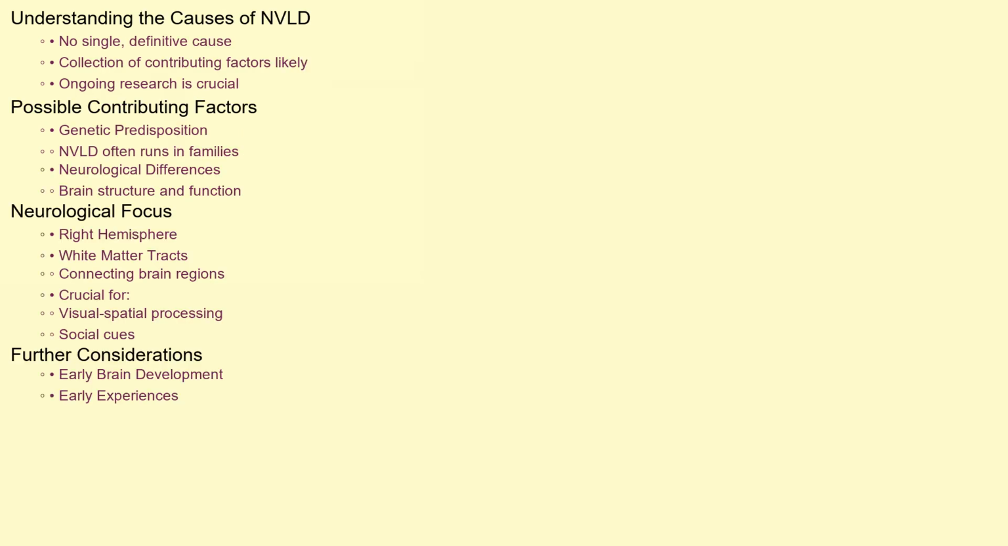The exact causes of NVLD remain a subject of ongoing research. There isn't a single, definitive answer, but rather a collection of factors that likely contribute. Genetic predisposition seems to play a role, as NVLD often runs in families. Neurological differences in brain structure and function, particularly in the right hemisphere and the white matter tracts connecting different brain regions, are also suspected. These areas are crucial for processing visual-spatial information, social cues, and adapting to novel situations. Early brain development and experiences may also influence the emergence of NVLD.